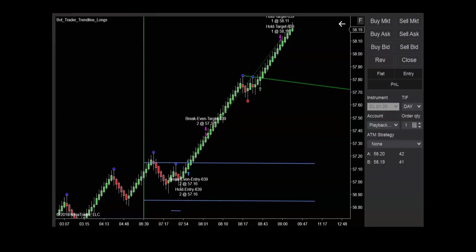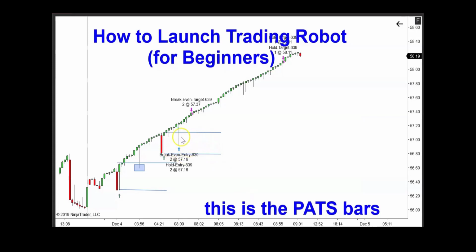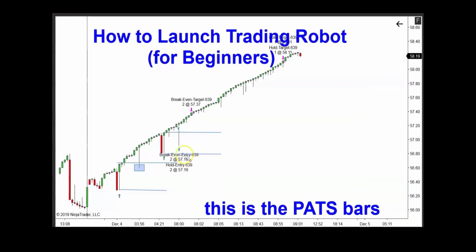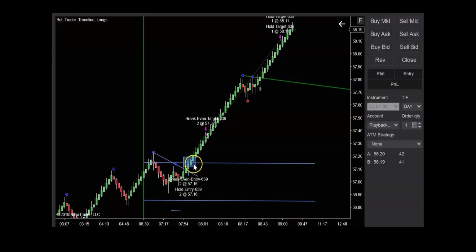So let's jump back over to the Pats bars, all right? Everything that you just saw happen on the brick bar chart, okay, where the entry happened, right? You guys remember, you saw that trend line being drawn right here, right? This was the trend line that was drawn. You saw the trade get filled right over here, okay? Everything that you saw happen right over here happened right in this section over here on the Pats bars. And look how this thing took off. It was green the entire way up. And the bot nailed it all the way over here.